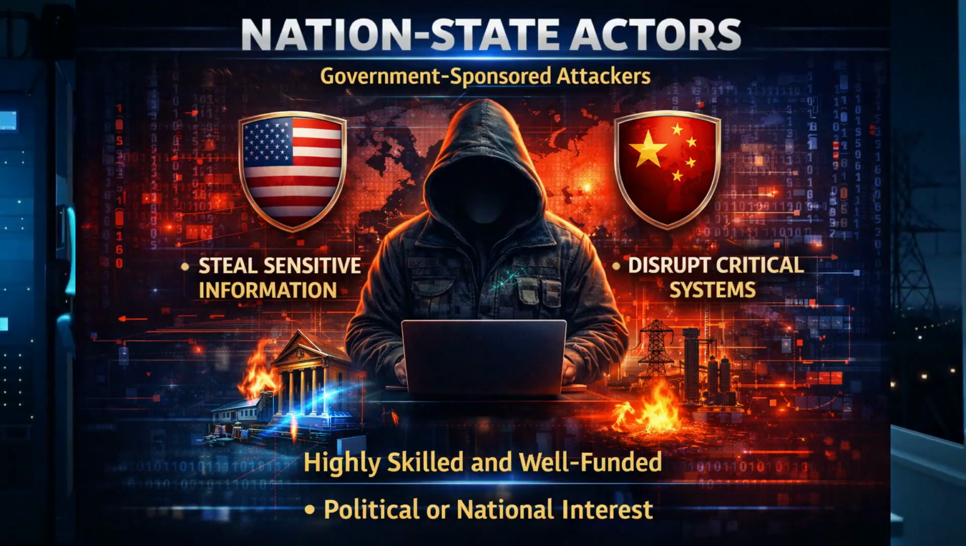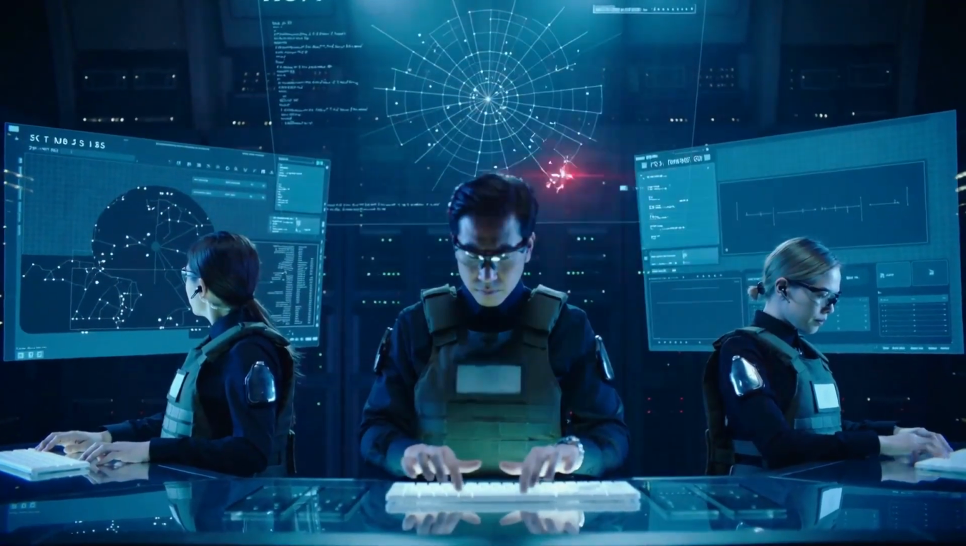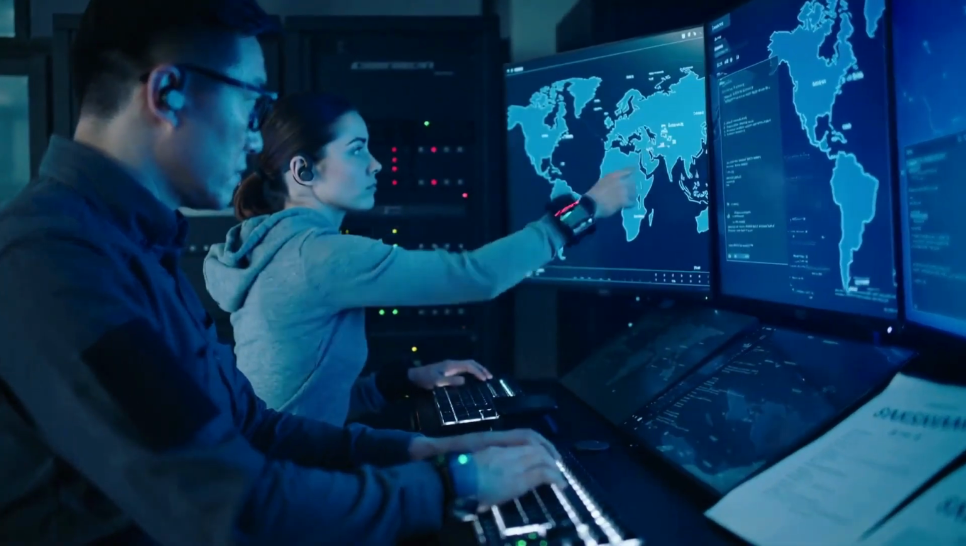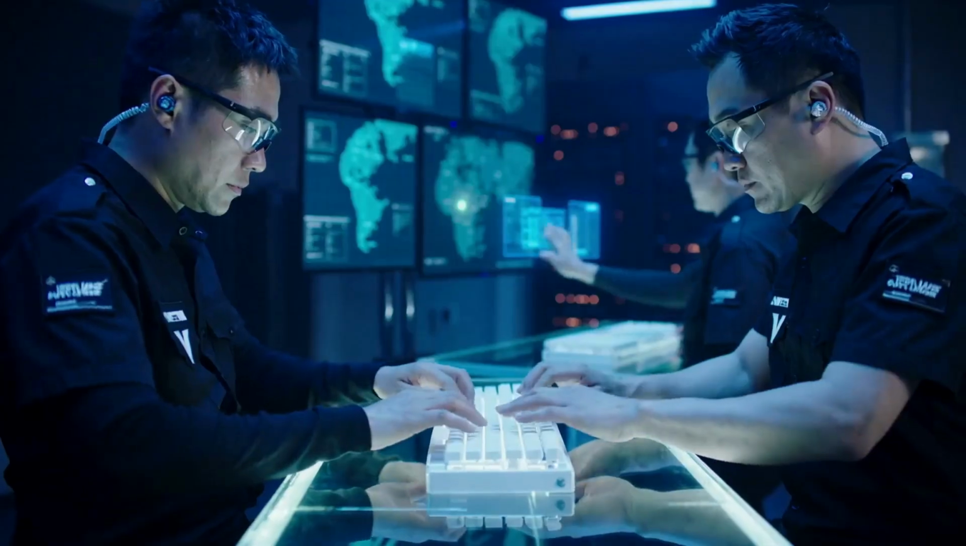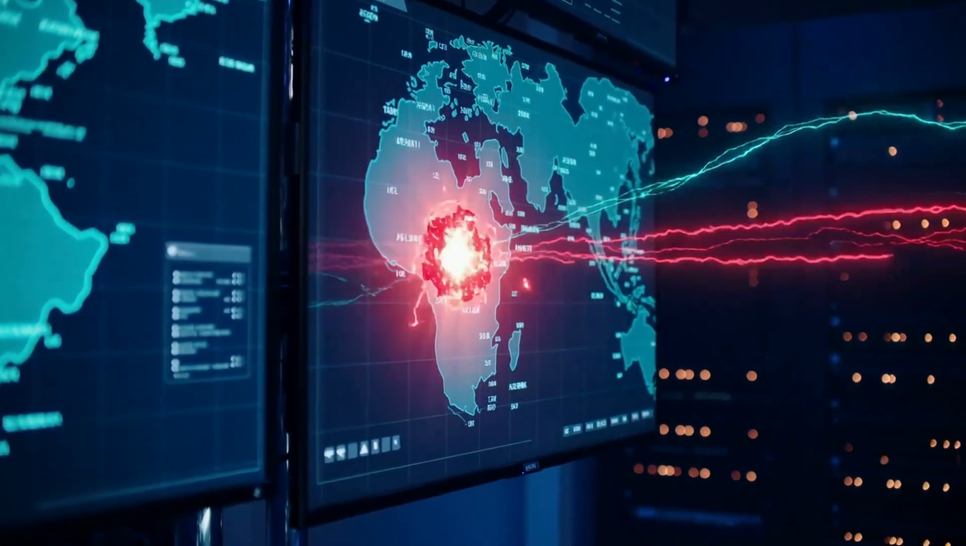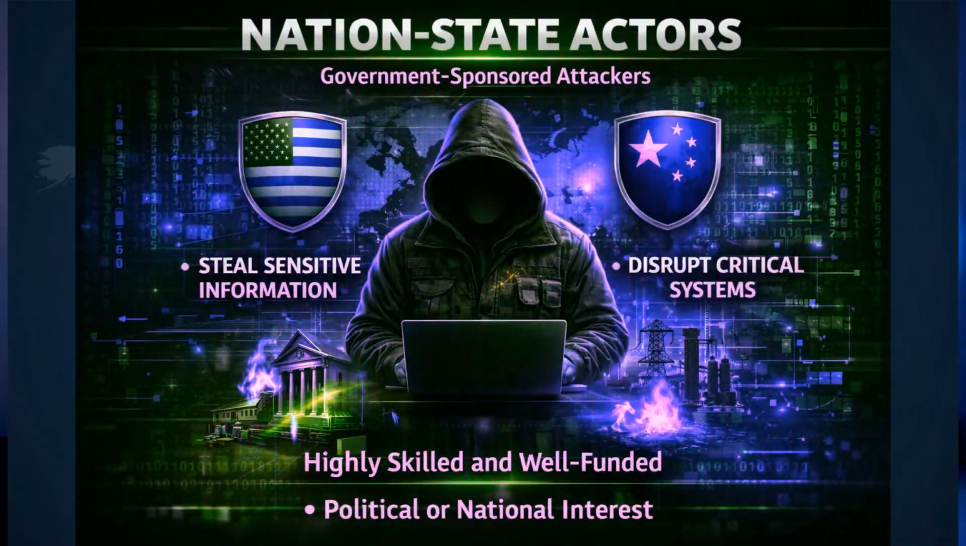Number 1 is called nation-state actors. These are attackers sponsored by a government. These attacks are usually carried out against other countries to steal sensitive information, disrupt critical systems like power, banking, or communication. Nation-state attackers are highly skilled and well-funded. For the exam, remember nation-state means political or national interest.